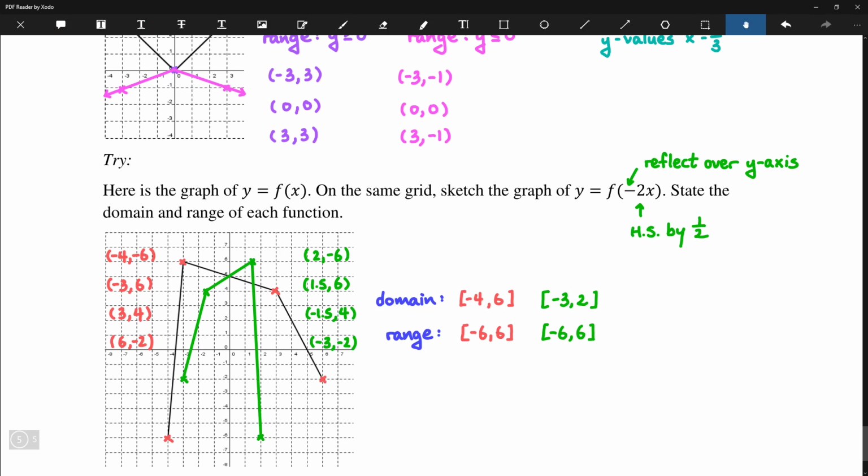So finally, it is entirely possible to have functions that are both vertically and horizontally stretched at the same time. And in the next section, we'll look at that combined with translations and reflections as well.